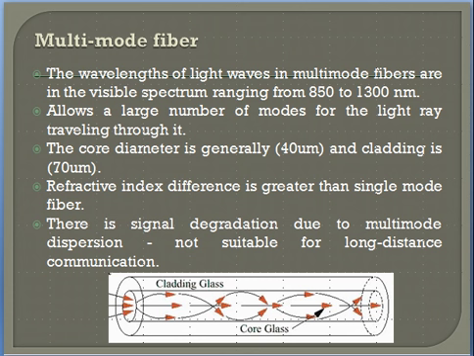The relative refractive index difference is also very much greater than that of single mode fiber. There is a signal degradation due to the multi-mode dispersion. It is not suitable for long distance communication due to its large dispersion and attenuation of the signal. There are two categories on the basis of multi-mode fiber: one is called step index fiber and the other graded index fiber. Basically, these are the categories under the types of optical fiber on the basis of refractive index.